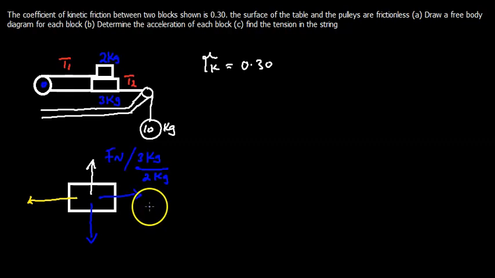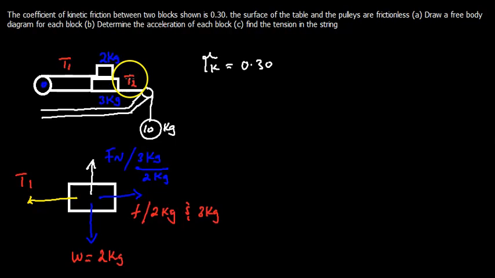So what we have here is the friction, that is this point, which is friction between 2 kg and 3 kg. Let's write it this way by saying friction between 2 kg and 3 kg. And what we have beneath is simply going to be the weight of 2 kg. And here is going to be our tension. And I think we are done with the first part, which is this.